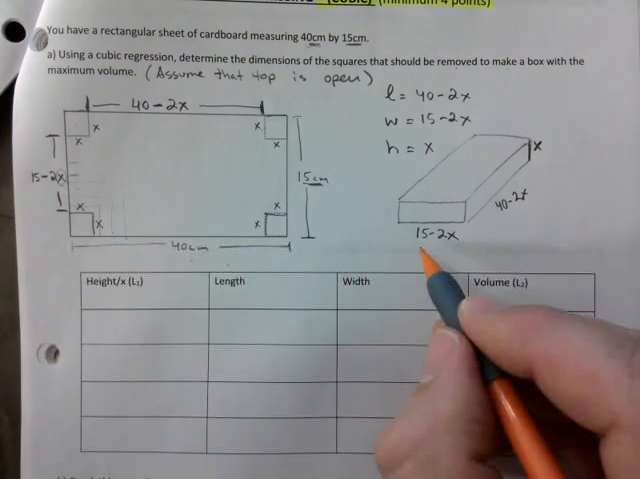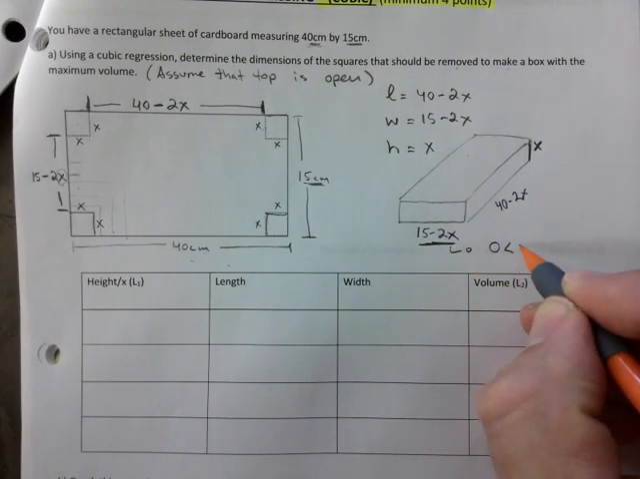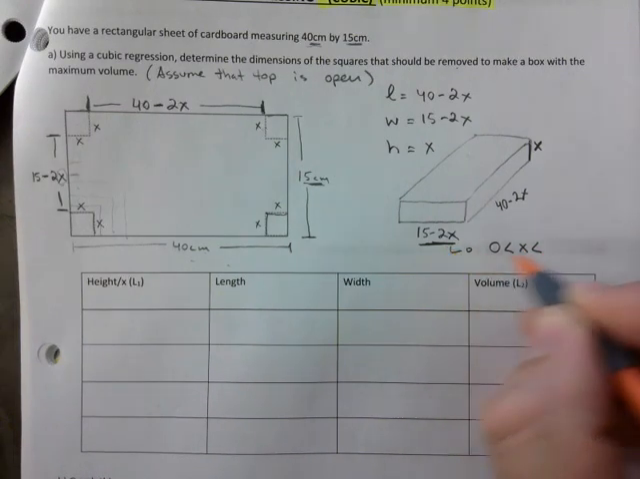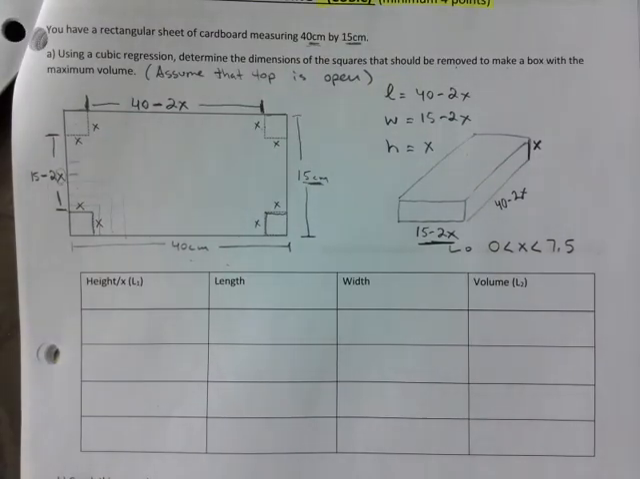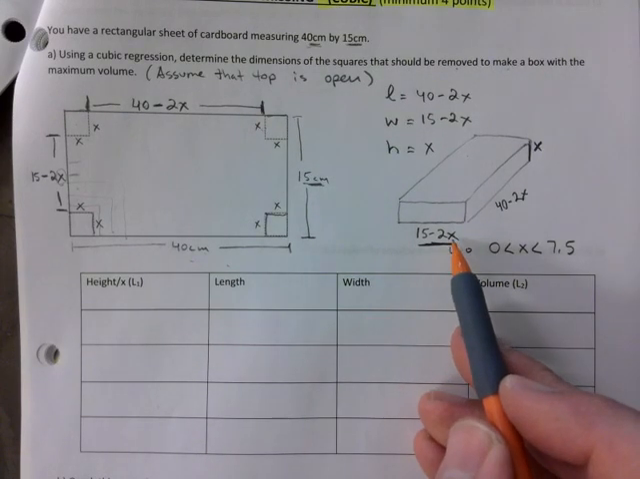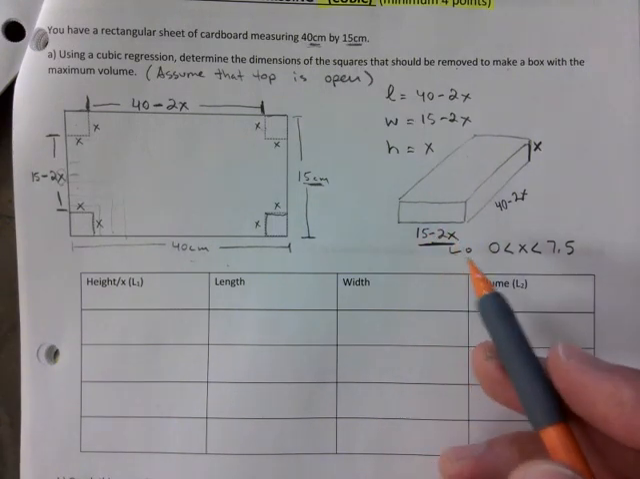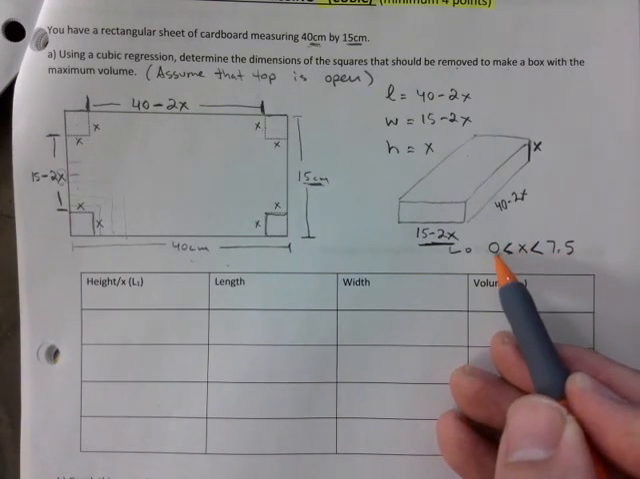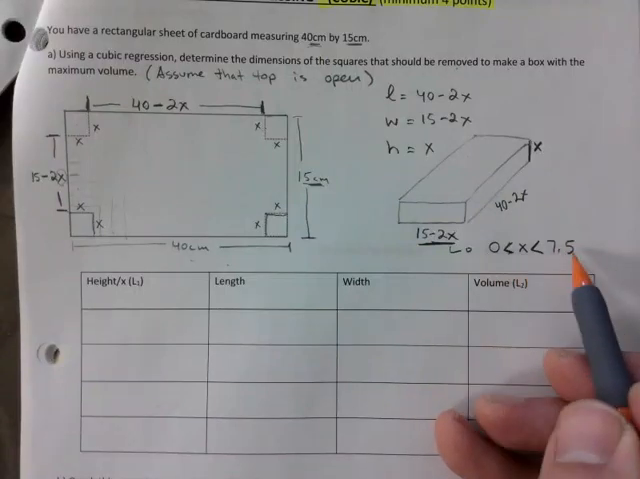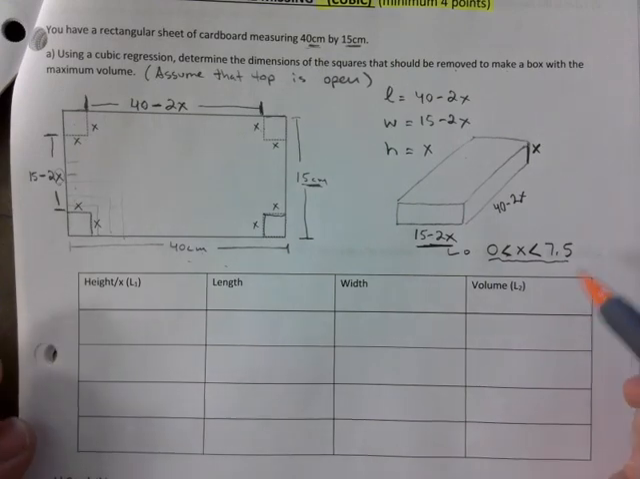So one thing you need to state, I'm going to focus on this one, is that x has to be between 0 and 7.5. Think about that for a minute. Because if x is 7.5 exactly, then it's basically 15 minus 15, that's 0. That's not a box anymore. So we actually don't say equal to, it has to be less than 7.5, but greater than 0. It has to be greater than 0, obviously. This is going to come in handy later on when we look at the graph, okay?